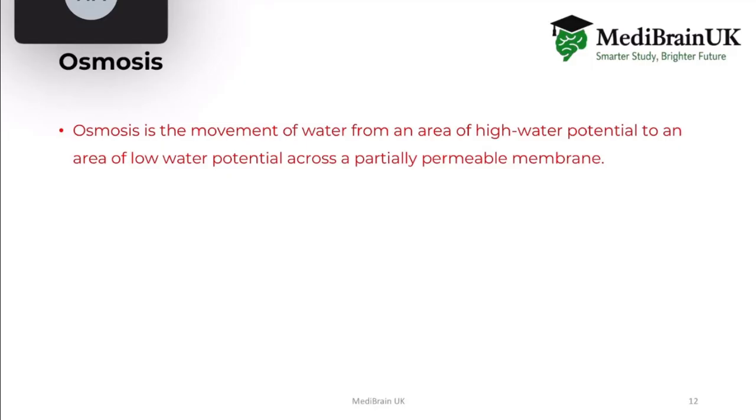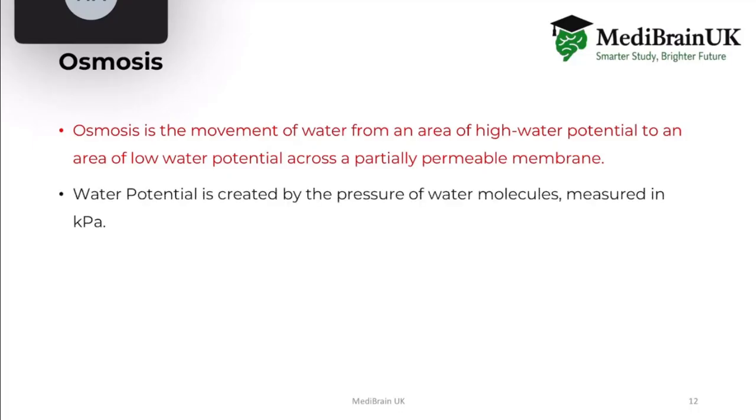So osmosis is the movement of water from an area of high water potential to an area of low water potential through a partially permeable membrane. So that part stays the same. You just have to replace the concentration with potential. So high water potential to low water potential. Okay, and water potential is just created by the pressure of the water molecules. Okay, so water molecules have a specific pressure that they sustain in the body. And the pressure of water molecules will be measured in kilopascals.